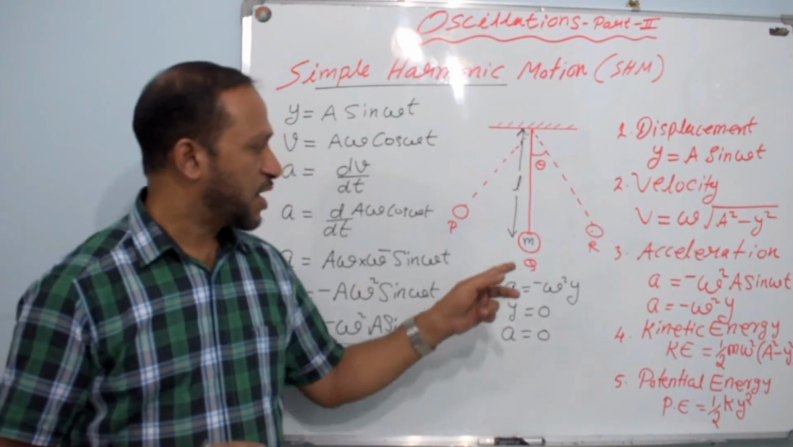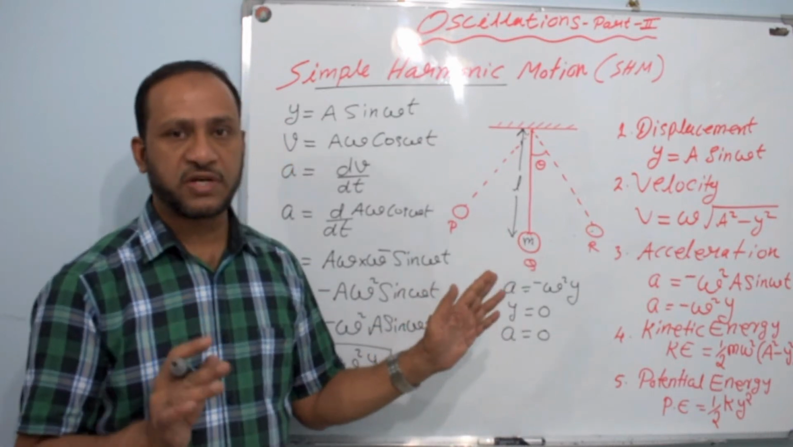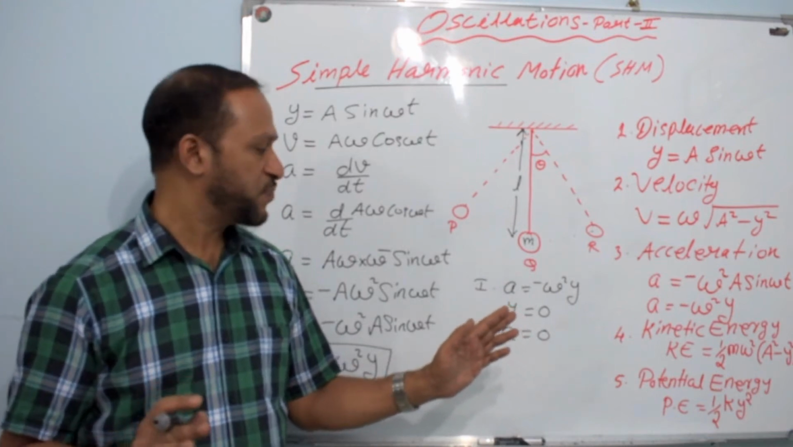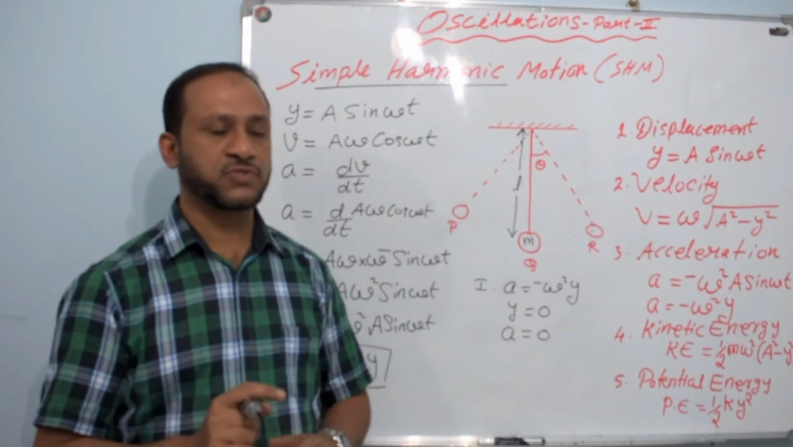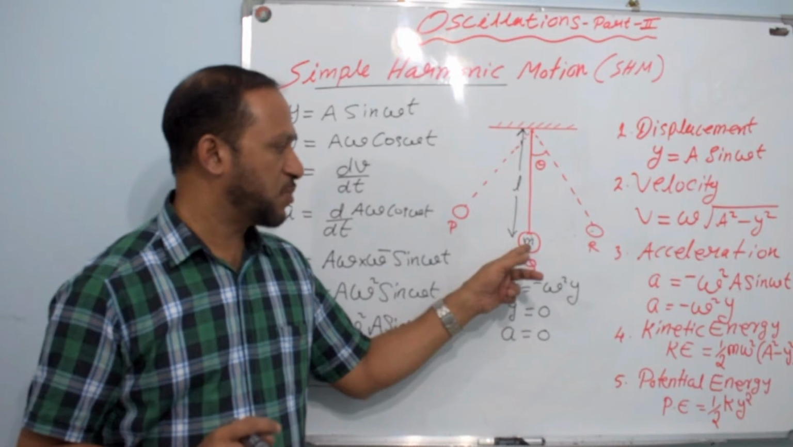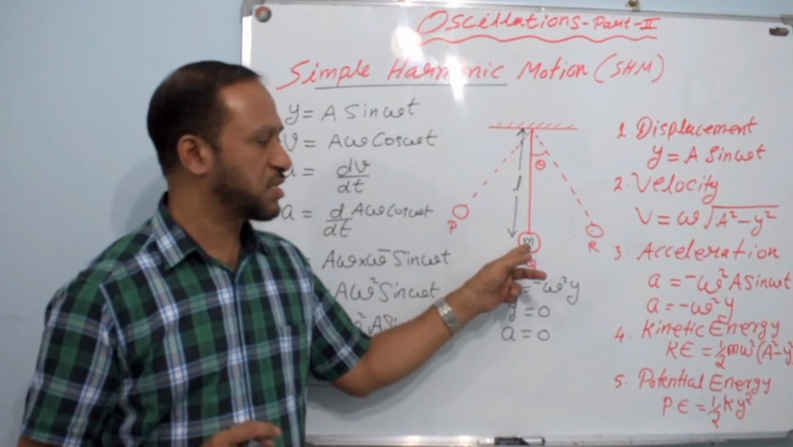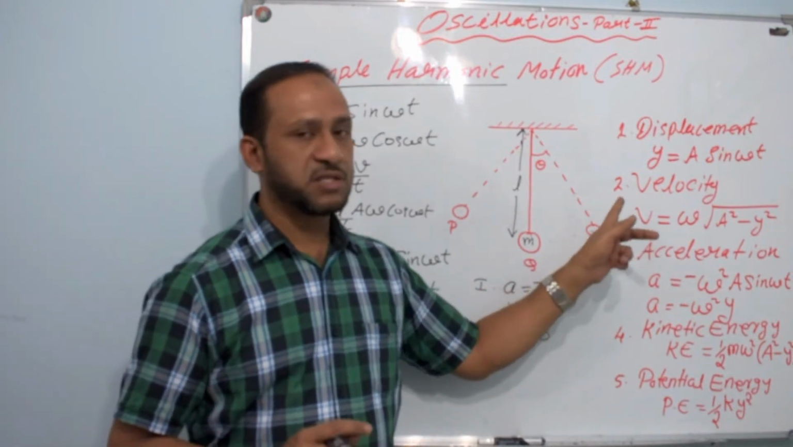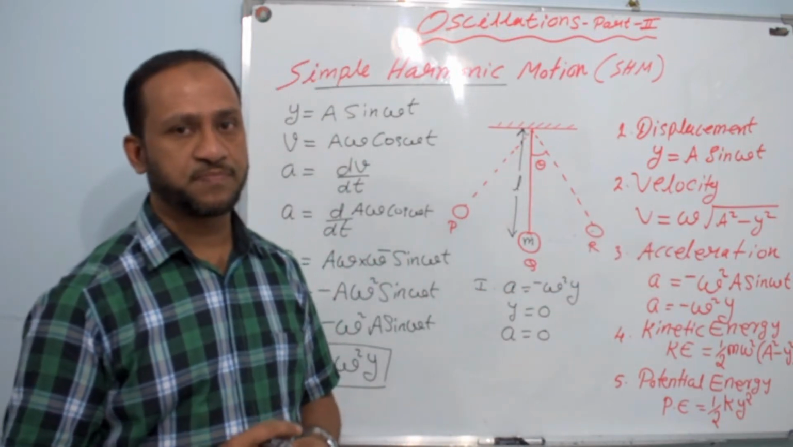The reason is that at the equilibrium point, there is no force acting on the oscillator, so acceleration cannot be there. For getting acceleration, there should be a force. No force is there on the bob at the equilibrium point, at the mean position, so acceleration is 0. But velocity is maximum at the mean position or equilibrium point.